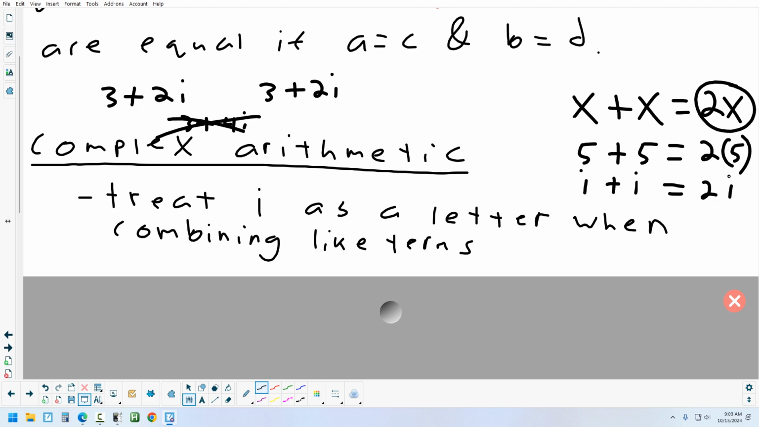All right, so that's the idea when you're doing complex arithmetic. You can treat i just like you would a variable when you're adding, because you can do the same thing with numbers that you can with variables, with addition and subtraction.